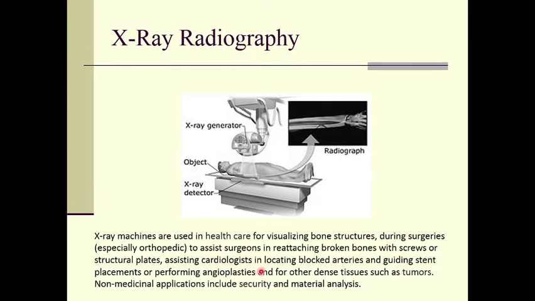X-ray machines are used in healthcare for visualizing bone structures during surgeries, especially orthopedic surgeries, to assist surgeons in reattaching broken bones with screws or structural plates, assisting cardiologists in locating blocked arteries and guiding stent placements or performing angioplasties, and for other dense tissues such as tumors. Non-medical applications include security and material analysis. So these are some applications that we'll see.